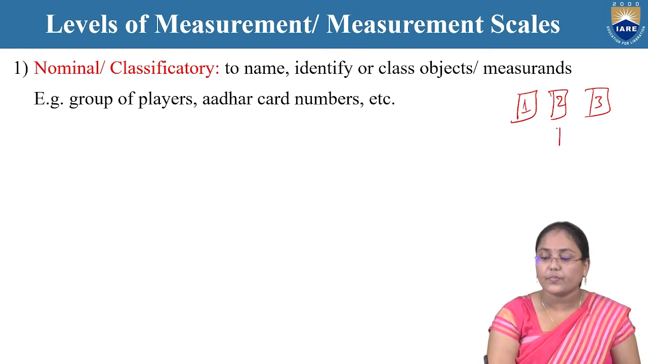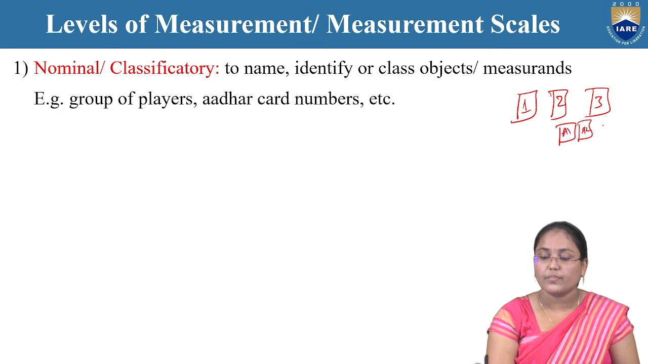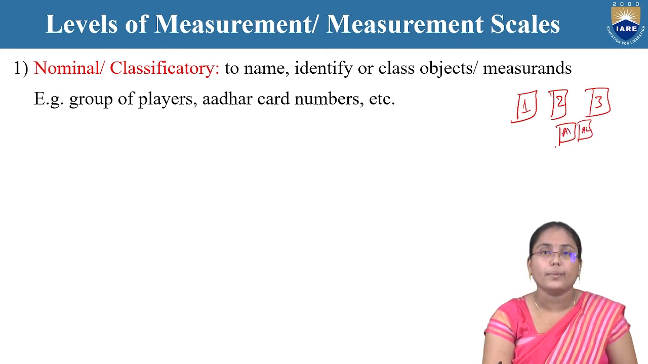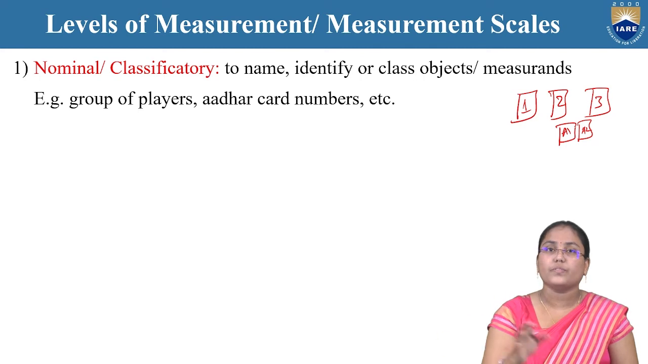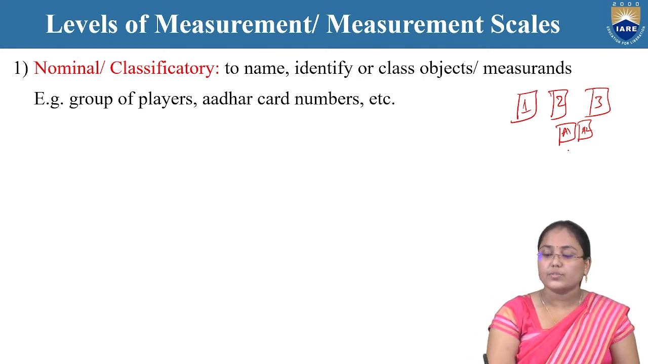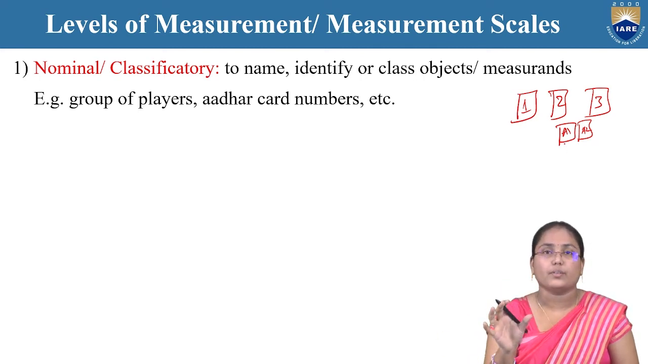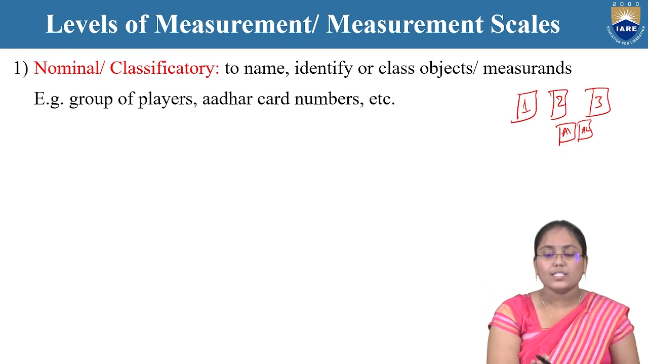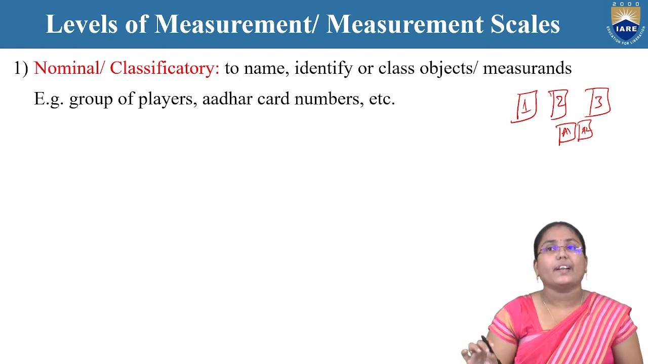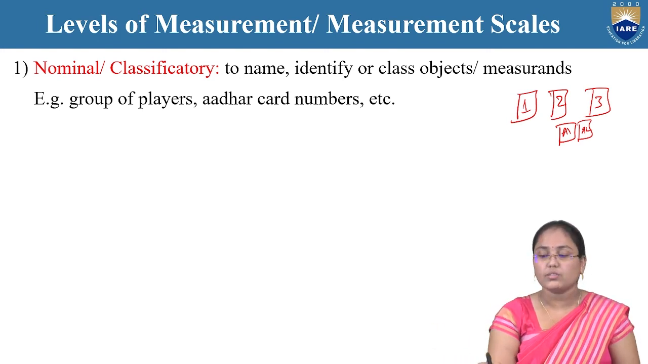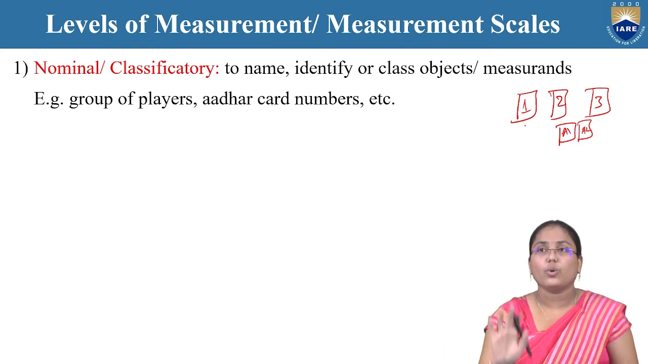And when we look at different Aadhaar cards, Aadhaar card 1, Aadhaar card 2, for example, each has its own unique number. In this type of measurement process, we won't make any comparison between two persons with respect to the other number, right? We are just giving a number to the particular Aadhaar. That is just to name, identify or classify objects or measurements, just to give some identity to the particular quantity.